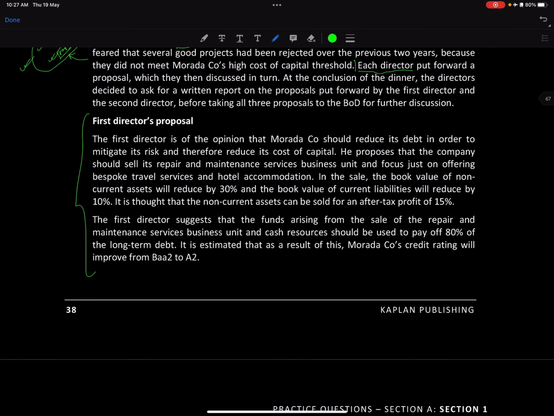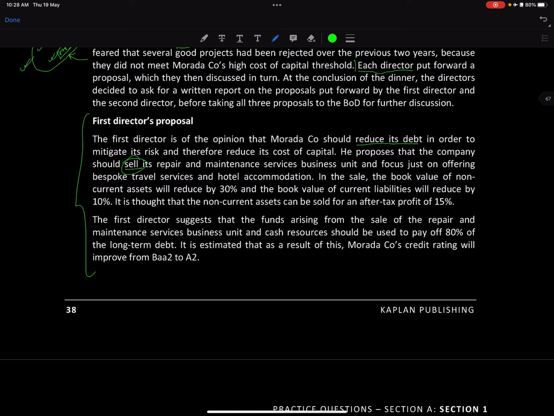Let's read through this. So the first director is of the opinion that Morada should reduce its debt. Okay, so they are basically paying off, I guess, in order to mitigate its risks and therefore reduce its cost of capital. He proposes that the company should sell its repair and maintenance business. Okay, so sell is talking about selling off, right? The repair and maintenance business unit, and focus just on offering bespoke travel services and hotel accommodation. In the sale, the book value of the non-current assets will reduce by 30%.